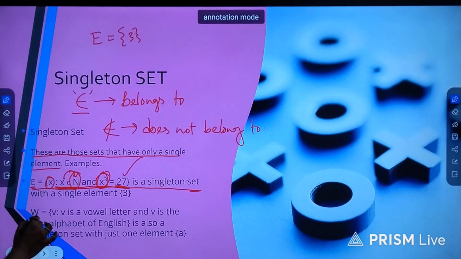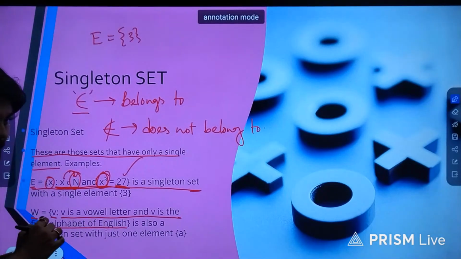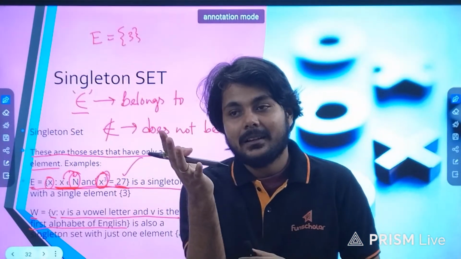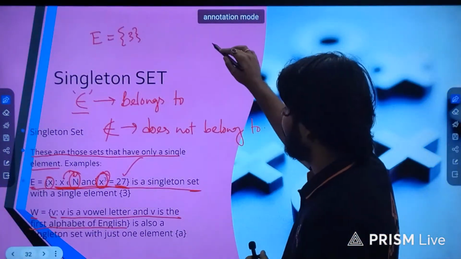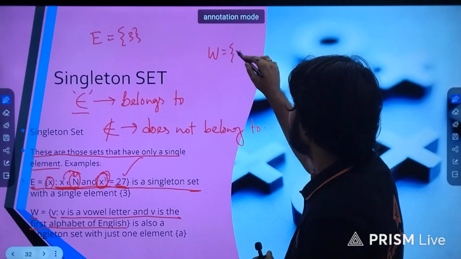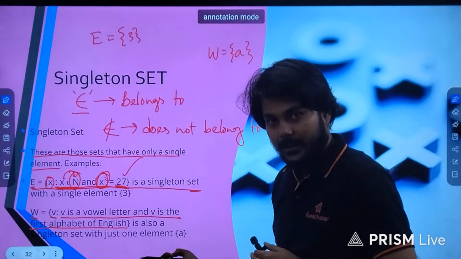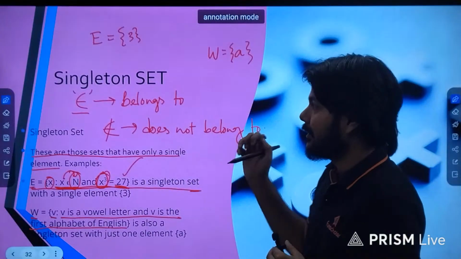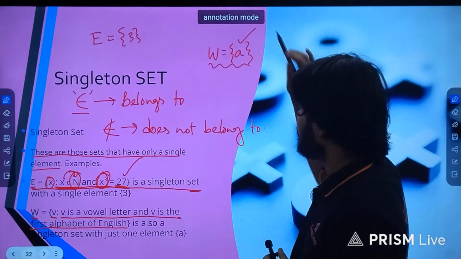Clear? Now W equals V such that V is a vowel letter and V is the first alphabet of the English. V is not only a vowel but also the first letter of the English alphabet. So can you guess that letter? You will say, yes sir, this is A. Is there any other letter possible that is a vowel and the first alphabet of English? Not possible, right? So W equals A. This is also a singleton set.